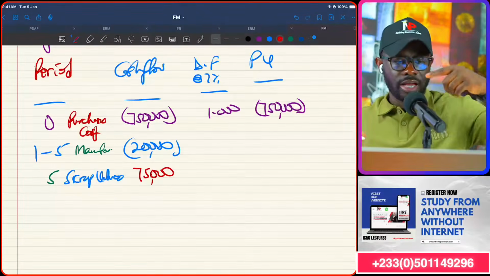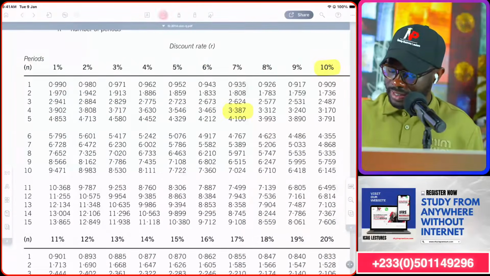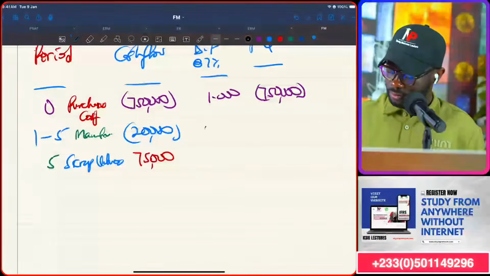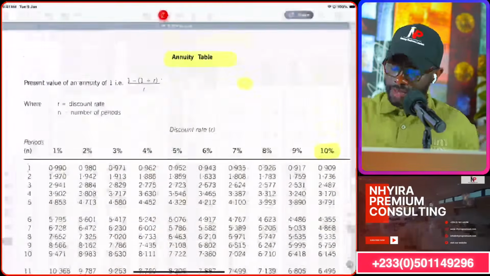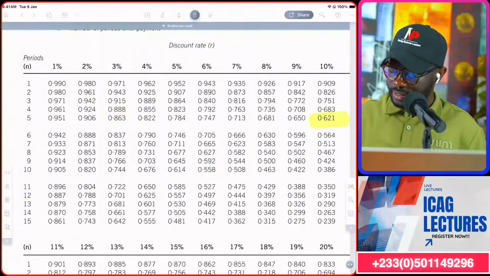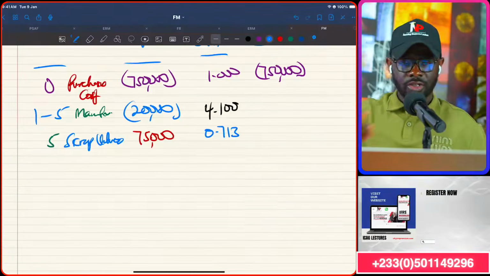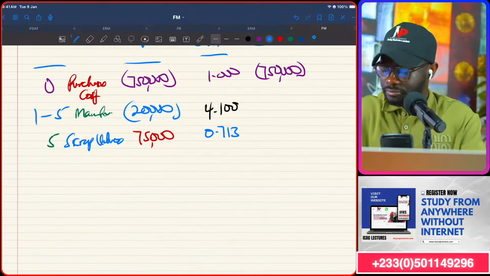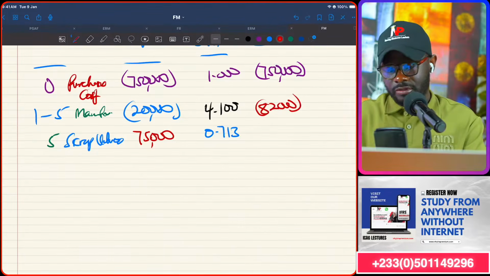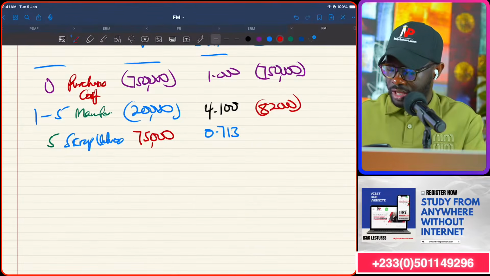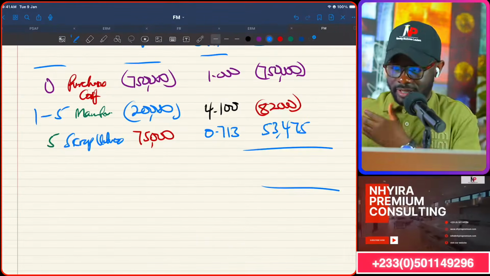So again, we will work with annuity, but this time around you will read 5 years because it's 1 to 5. So annuity 7%, 5 years, that is 4.100. Then you go and read present value because the scrap value will be read on present value. 7%, the 5th period, 0.713. So we multiply respectively 20,000 times 4.100. That's 82,000 here. Then the proceeds 75,000 times 0.713. That's 53,475.